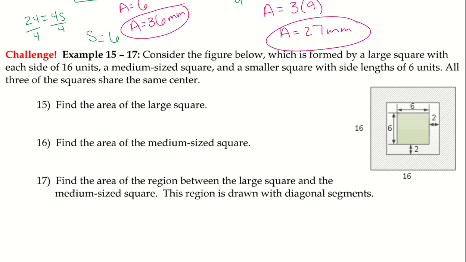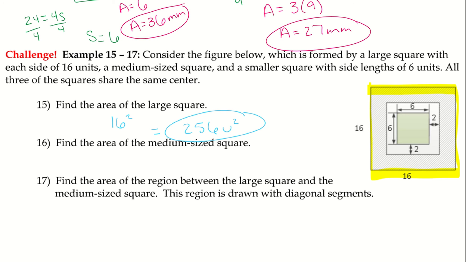So consider the figure below, which is formed by a large square with each side of 16 units, a medium-sized square, and a smaller square, where the side lengths of 6 units, all 3 of the squares share the same center. All right, so we want to find the area of the large square. So of course, that's our large square here, and it tells us those are the 16. So I can do 16 squared, which is going to give me 256 units squared.